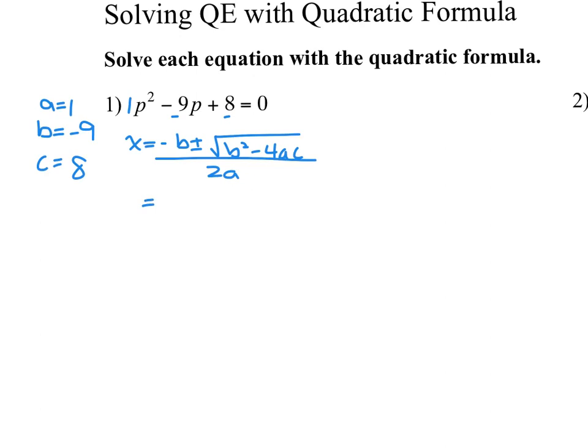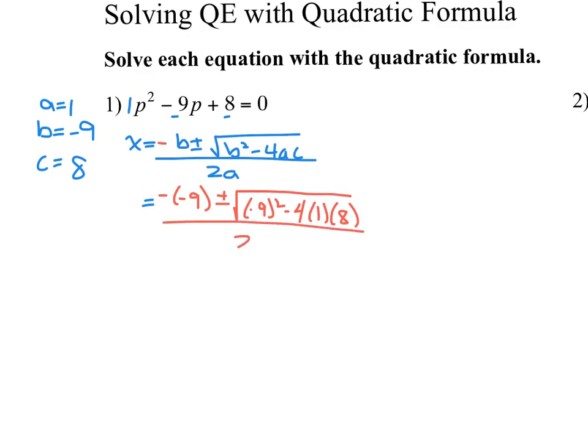Alright, next step would be to plug everything in. Notice this is negative b, or the opposite of b, and b itself is negative, so we're going to need to plug in a negative and keep that other on the outside. Plus or minus goes in between two values. Two easy simplifications you can do right off the bat are negative 9 and 2 times 1.